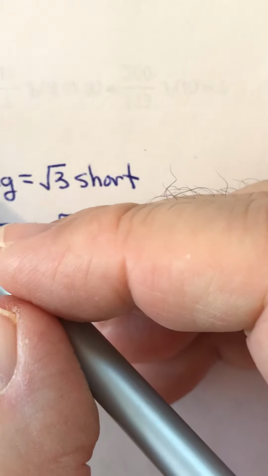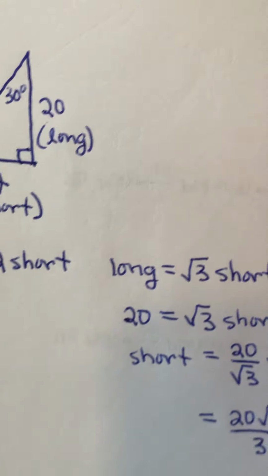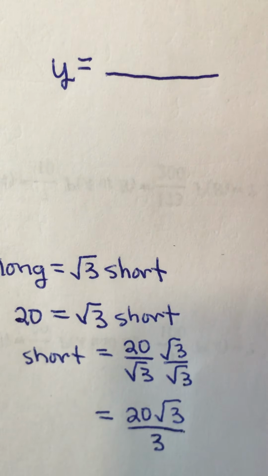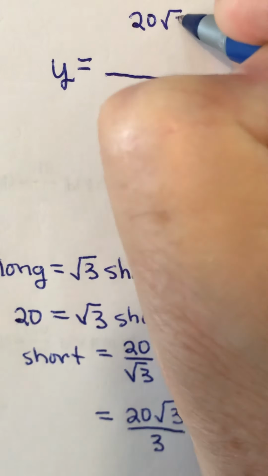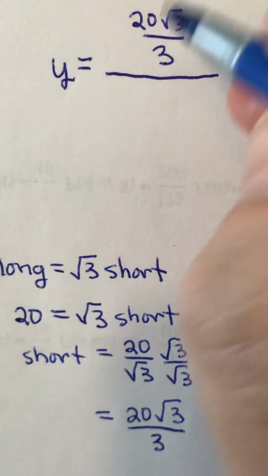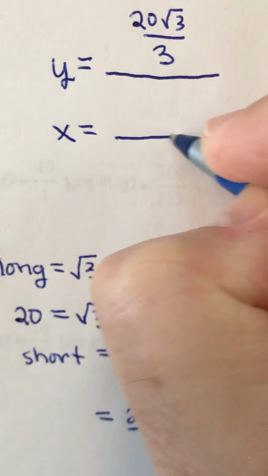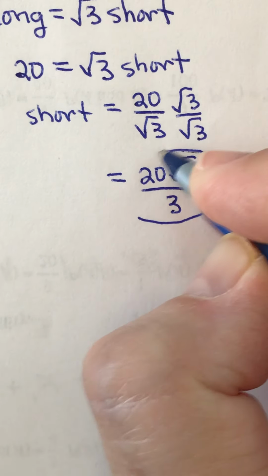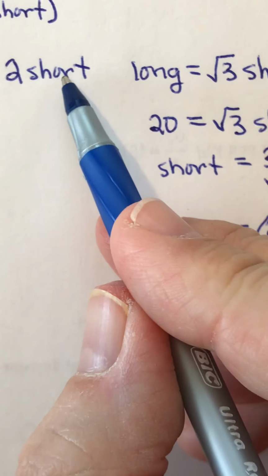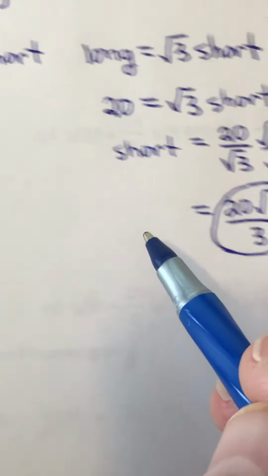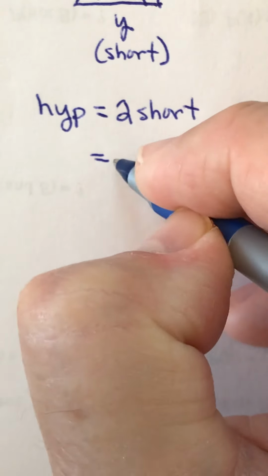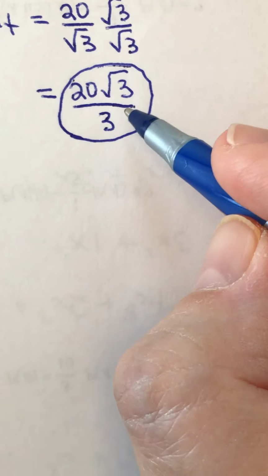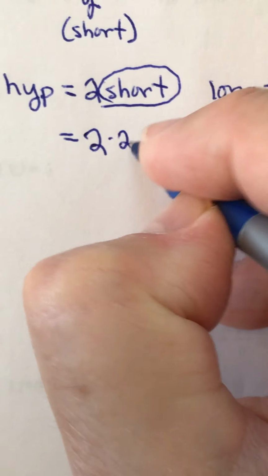In this case, my short side was labeled y. So over here I'm going to write y equals, and we just found that to be 20 times the square root of 3 over 3. The next thing that's missing is my x, which is my hypotenuse. So now, because I have the short side right here, I just found that out, I can replace this with 20 times the square root of 3 over 3. And that will help me find the hypotenuse. So I'm going to replace the short side with this value that I just found.